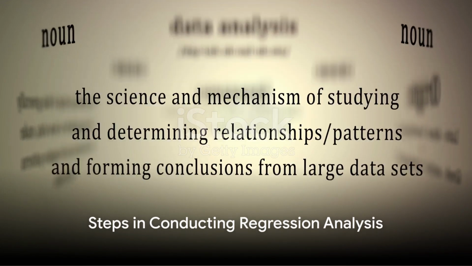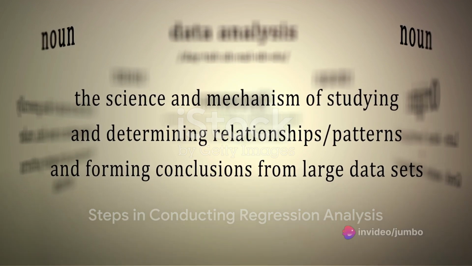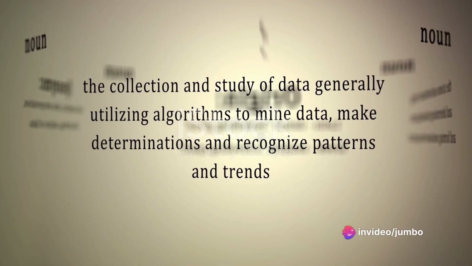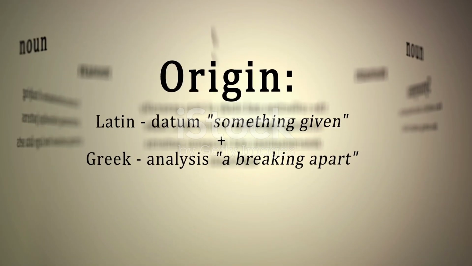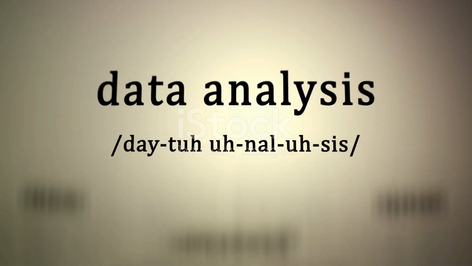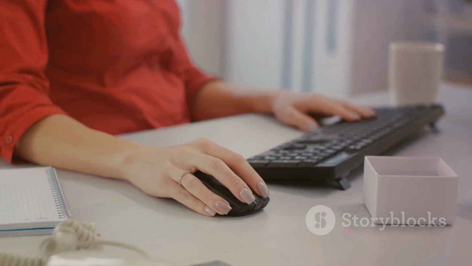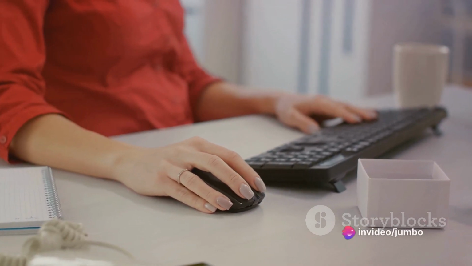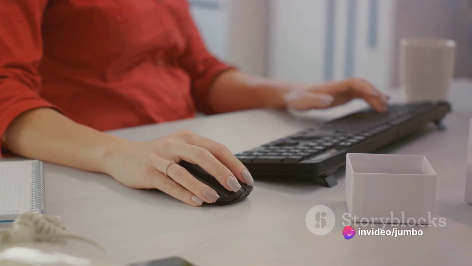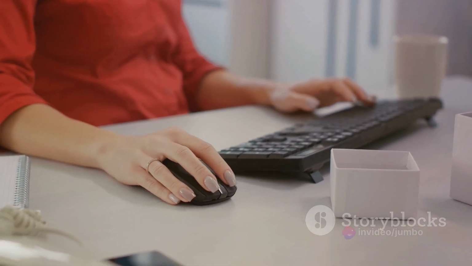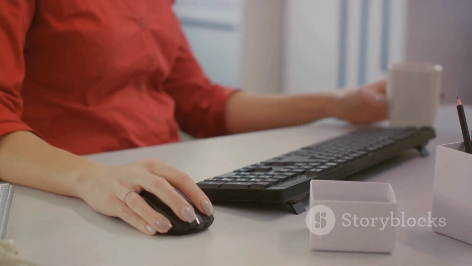Conducting regression analysis involves a series of steps. First, there's data collection and preparation, where researchers gather relevant data and ensure that it's clean, organized, and free from errors or missing values. Next comes model specification. Here, researchers determine the form of the regression model, deciding on the choice of dependent and independent variables, functional form, and potential interactions or nonlinear terms.